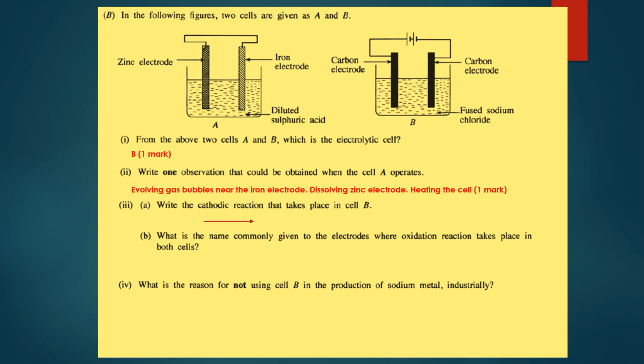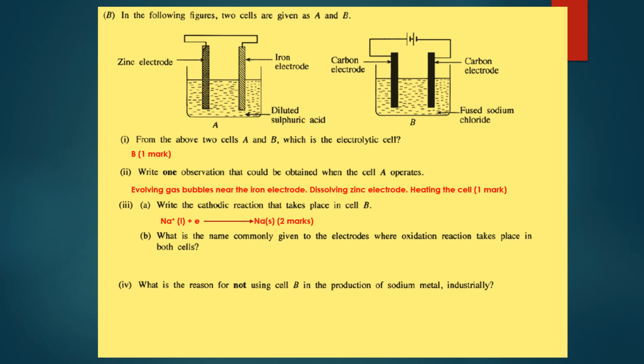Then part 3a, write the cathodic reaction that takes place in cell B. Cathodic reaction is gaining of electrons by sodium ion. So sodium ion gains 1 electron and forms a sodium atom. You can earn 2 marks.